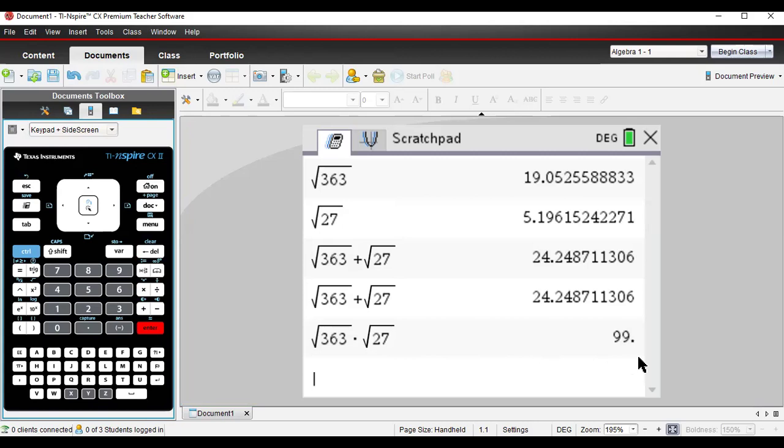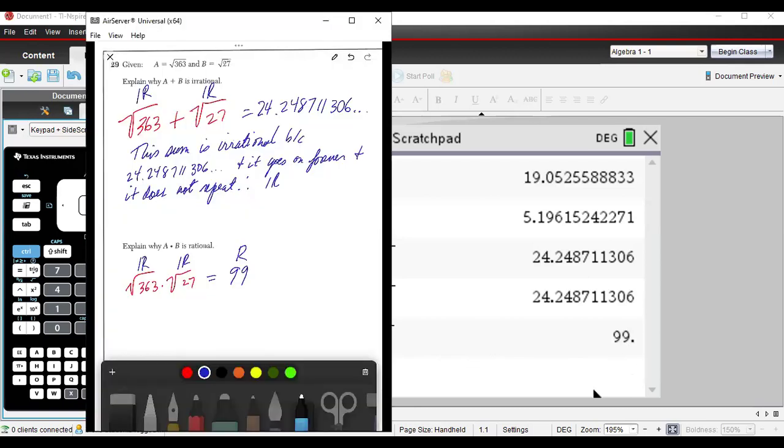And you see the number that I get is 99. It doesn't have decimals. It's an integer. So these two numbers multiplied together must give us a perfect square. But even if you don't see that, you do know that 99 is a rational number. So that's what I'm going to say. I'm going to go back to my paper and say the product is 99, which is an integer and rational. Boom, done.